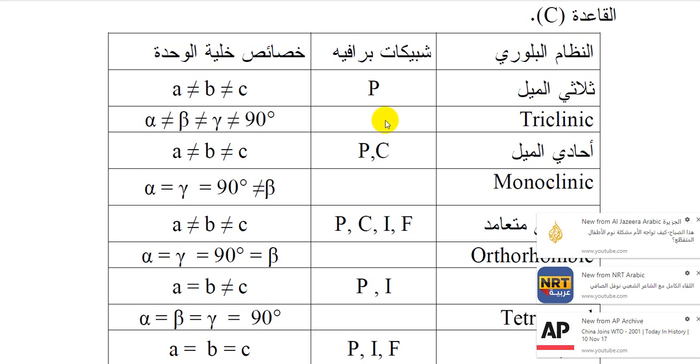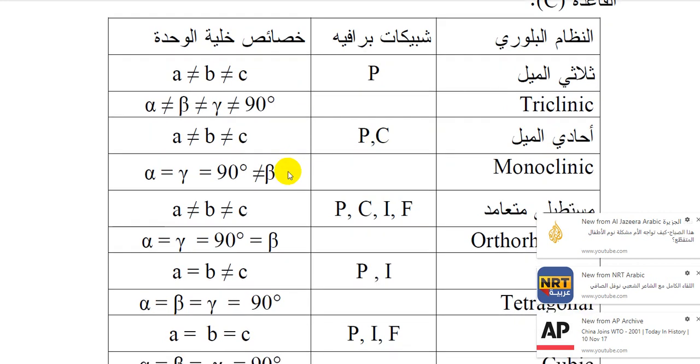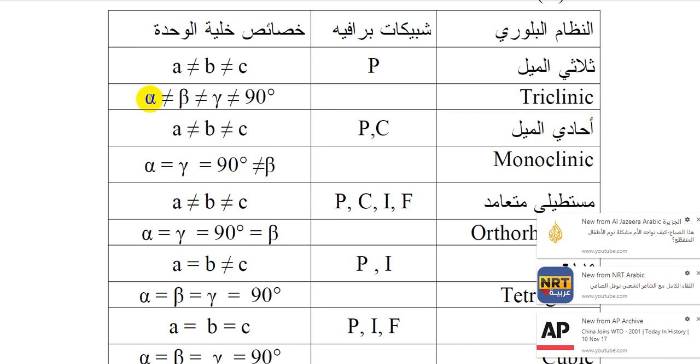Triclinic. The corresponding Bravais lattice is P. The unit cell characteristics are A, B, C. Monoclinic. The corresponding Bravais lattices are P and C, with the unit cell characteristics as you can see in front of you.